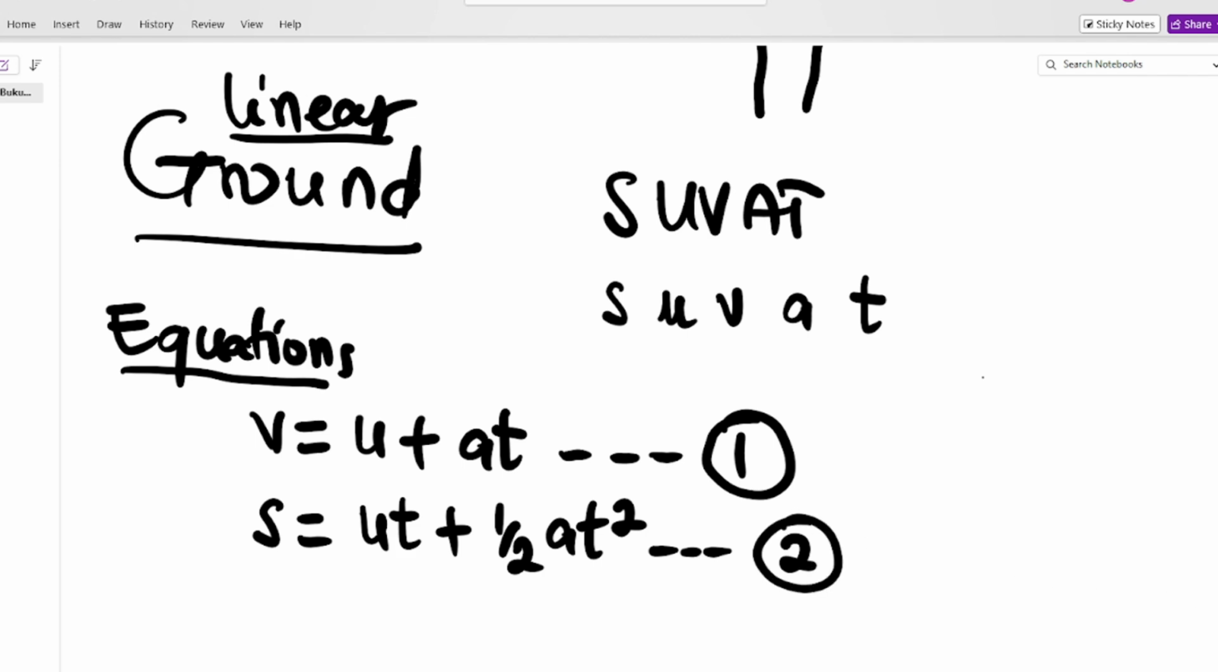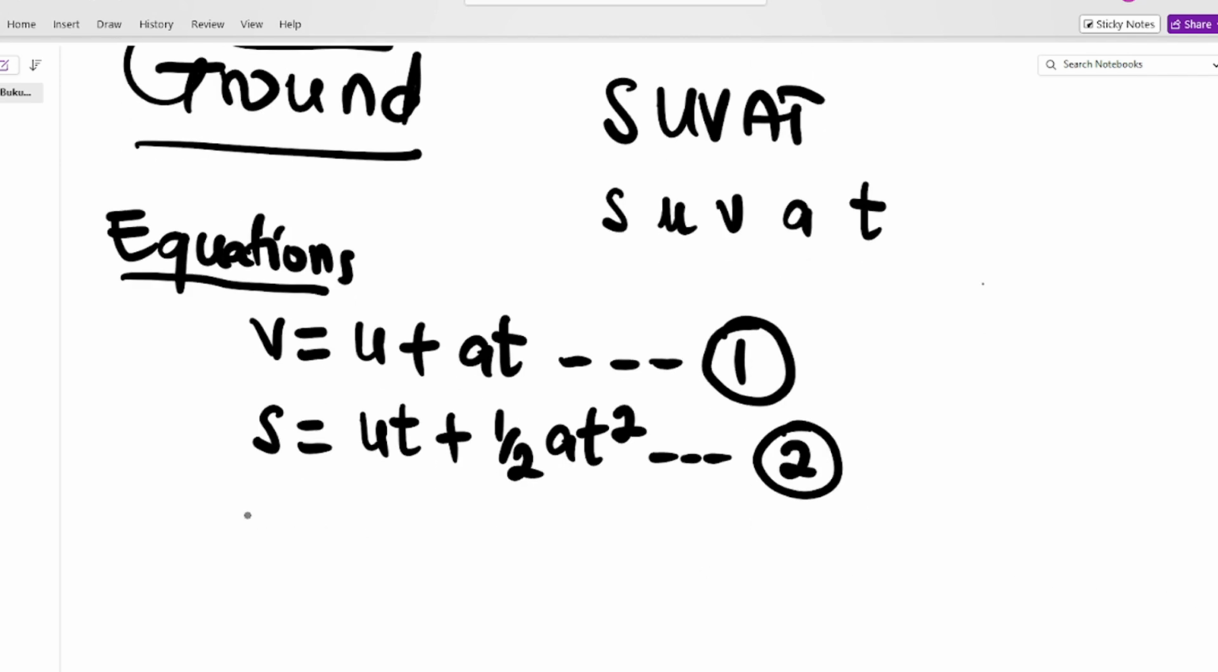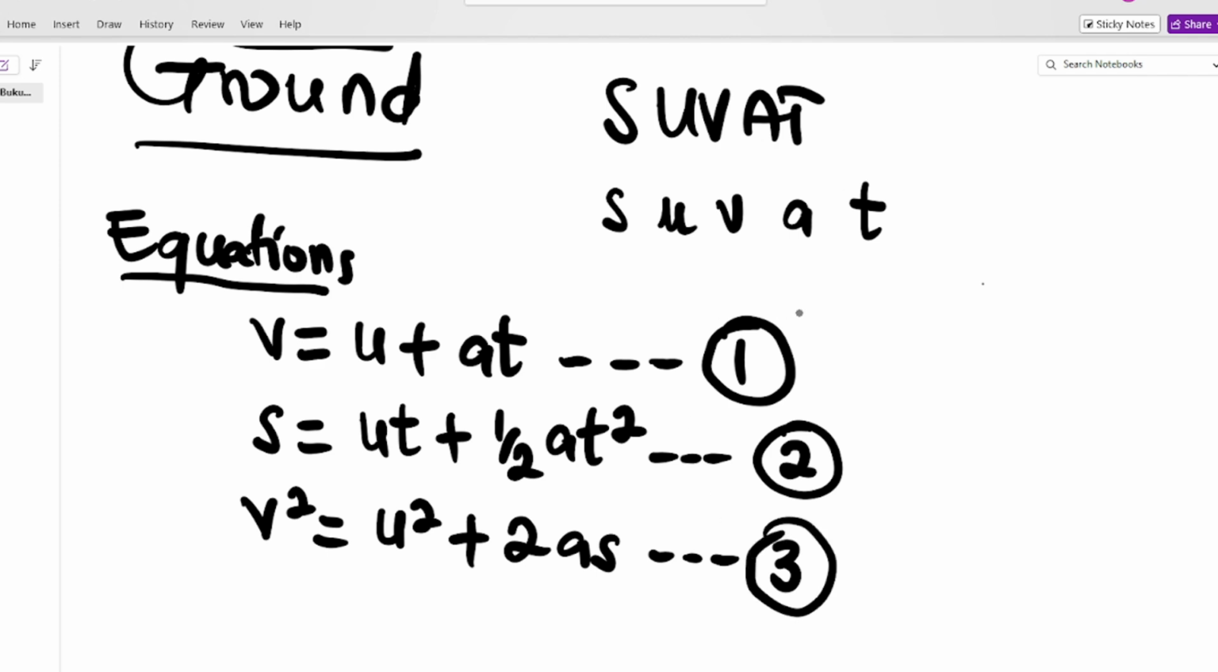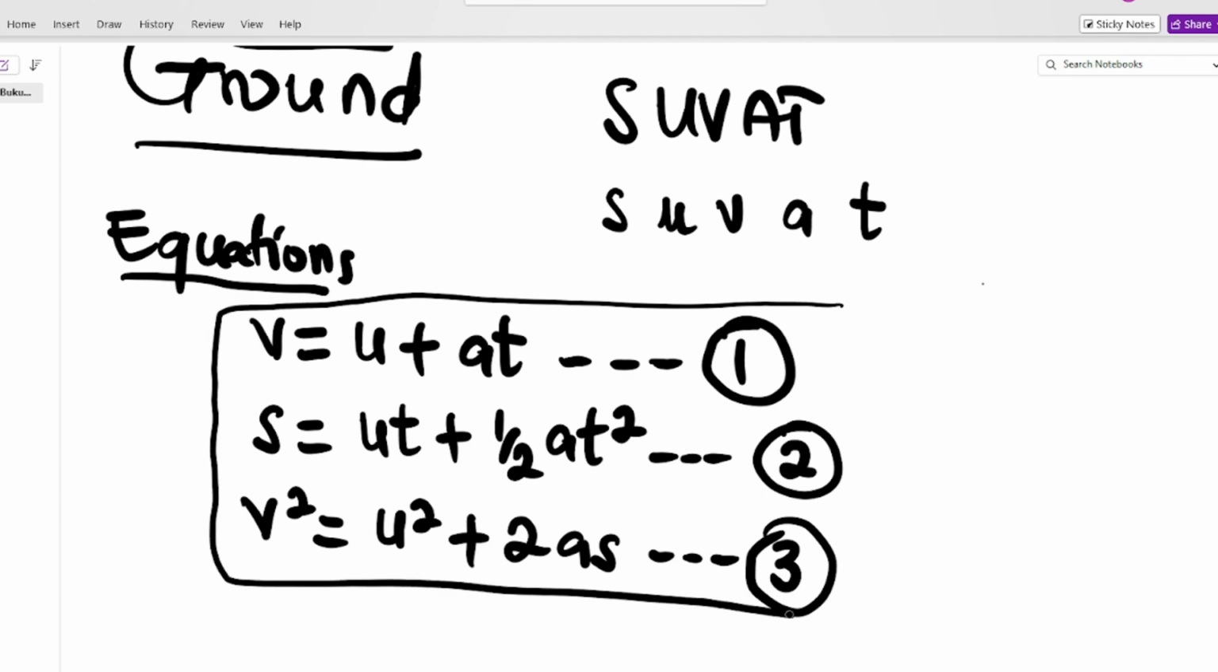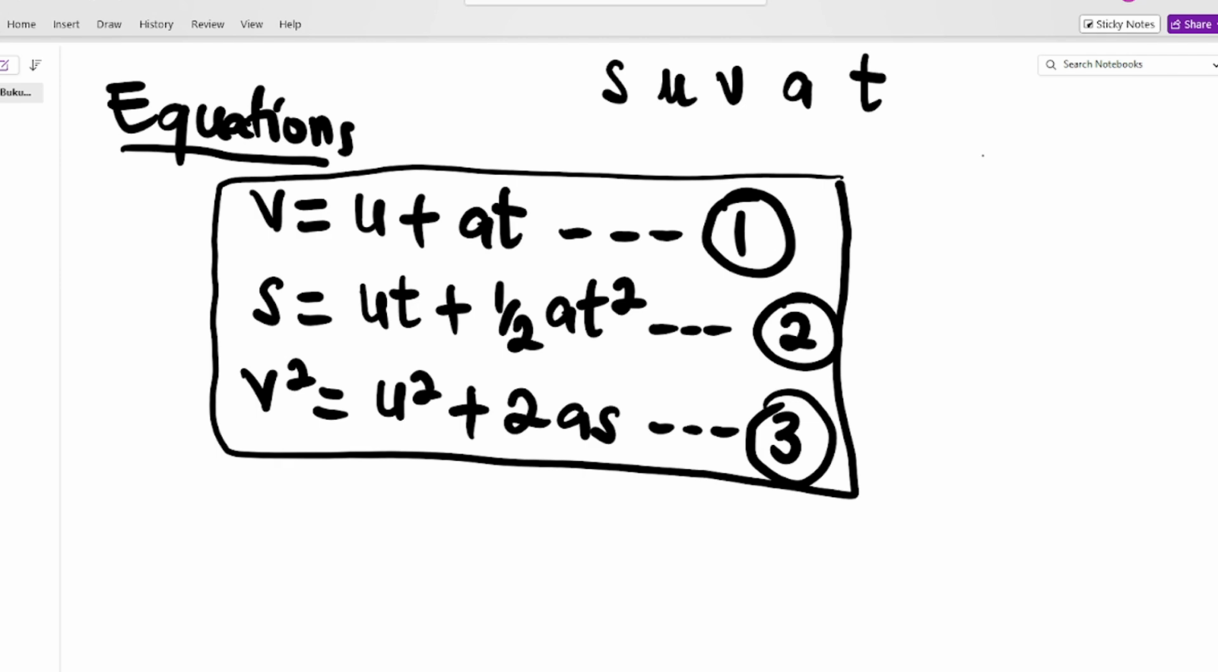This is equation two. And then the third one is v squared equals u squared plus 2as. So this is also equation 3. These are the three equations of motion that we'll be using. We'll just be modifying these equations throughout for all the types of motion that we'll meet ahead. So we need to take time to know how to use these equations very, very well.